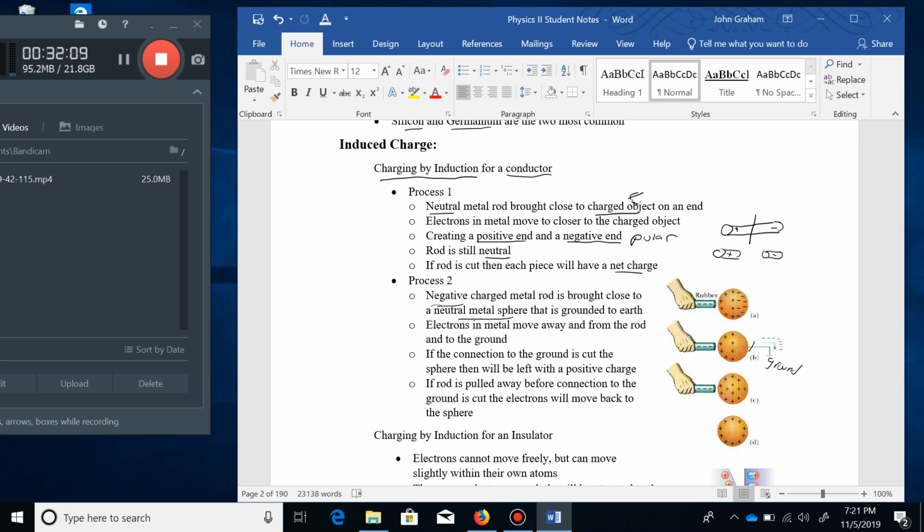All the negatives will now be with the ground, and so now you have charge induced on this sphere. And so then again, that's charging by induction. You're inducing a charge without actually transferring electrons from one object to the next. Instead, we are using more clever ways of getting a charge.